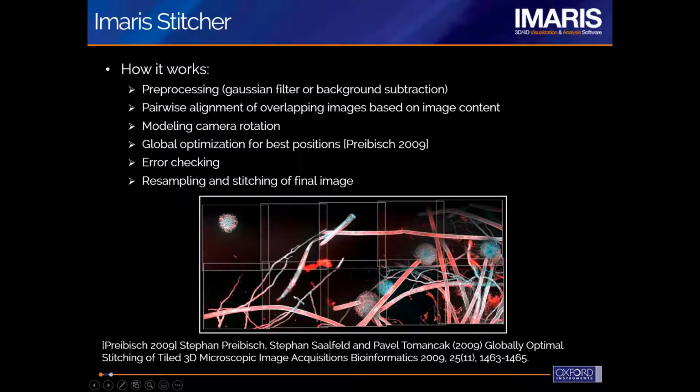After this, the Stitcher then performs global optimization and finds the best position for all the tiles, using the method described by Preibisch in the paper below. After some final error checking, the Stitcher then resamples the overlapping areas to create a seamless image. And that's it. So now that we've got a primer on stitching, let's go into the software and take a look at some images.